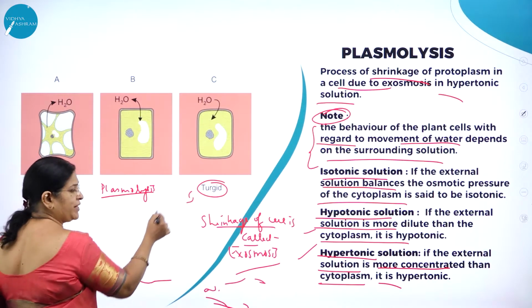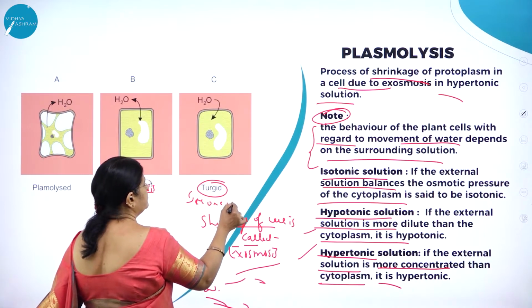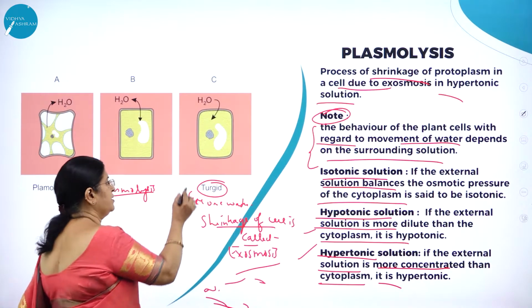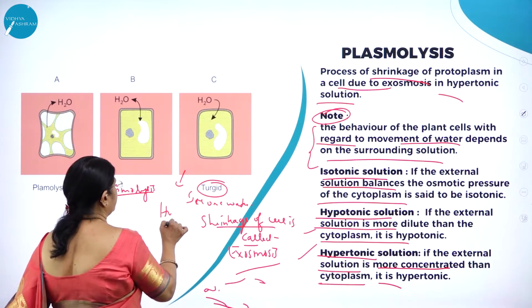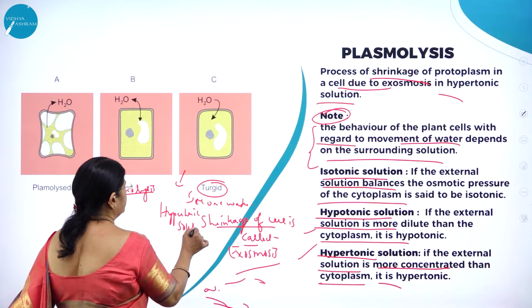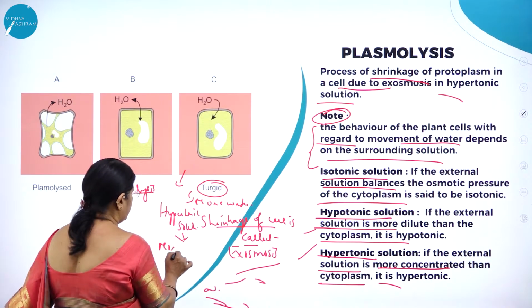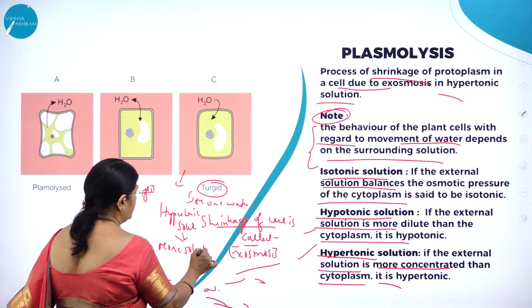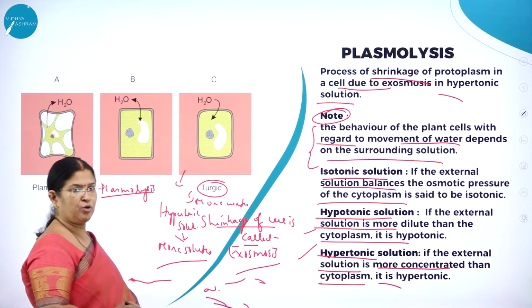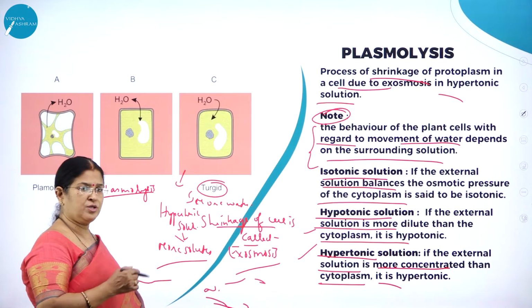Turgid cell. What do you mean by a turgid cell? A cell which has more water. This is called a hypertonic solution, that is, having more solutes. So a hypertonic solution means having more solutes.